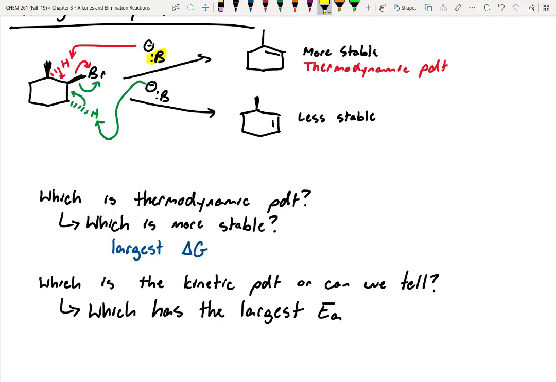If I look up here, this is just some sort of generic base, right? So let's think about our base sizes. If we have a really, really big, bulky base, which proton is going to be easier to grab, the red or the green? You think the green one? Why would a big, bulky base be able to grab the green proton easier than the red proton? It's less crowded, right? So if we have a big base, the activation energy might be smaller for the green proton. So let's write that down.